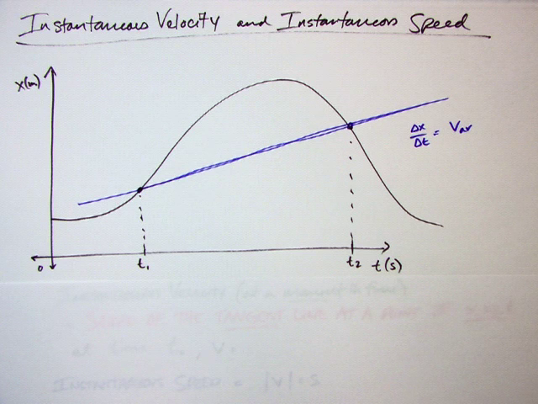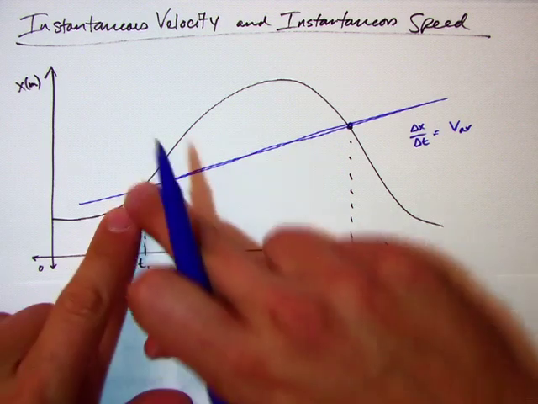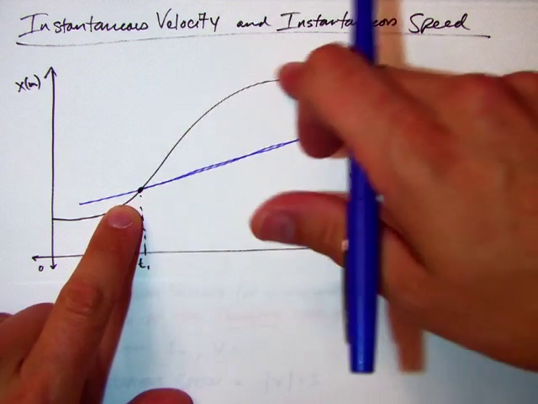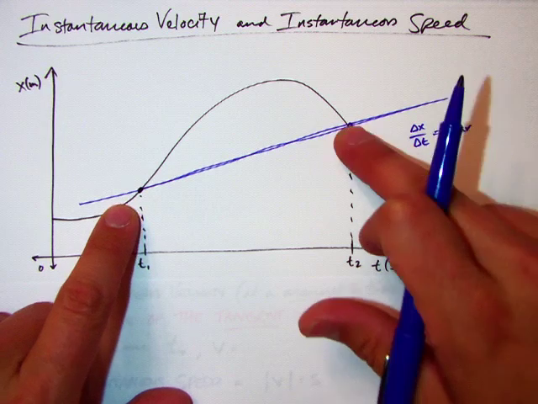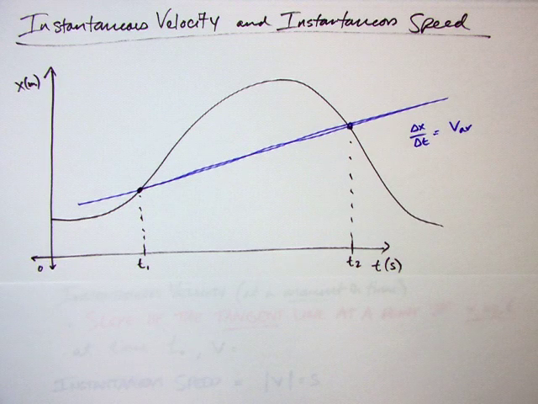Now, notice this line is an average of the increasing part plus the decreasing part. So it doesn't fully really represent the curve. It's the average of the curve.